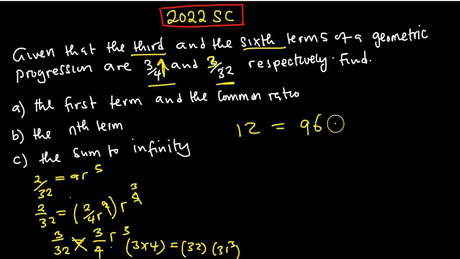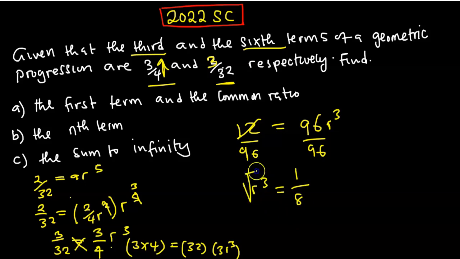It's going to be 96r cube. Then you divide by 96. So r cube is equal to, if we reduce, 12 into 12 is 1, 12 into 96 is 8. Then what do you do? You introduce the cube root. So r is going to be 1 over the cube root of 8. The cube root of 1 is just 1, and of 8 is 2. So r is equal to 1 over 2. So that is how we find r.